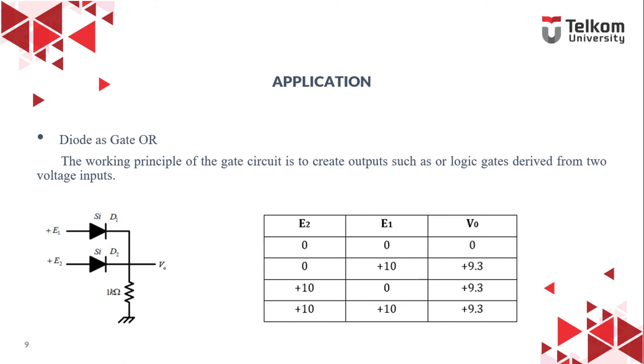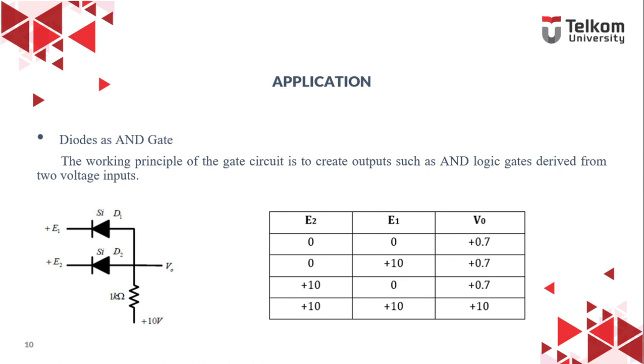Diode as OR gate. The working principle of the gate circuit is to create output such as OR logic. Gates derive from two voltage inputs. From the table below, we can see an example of input and output.